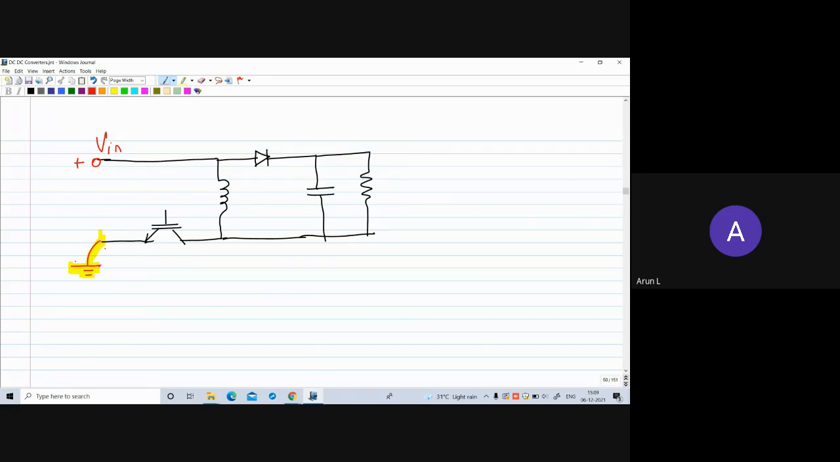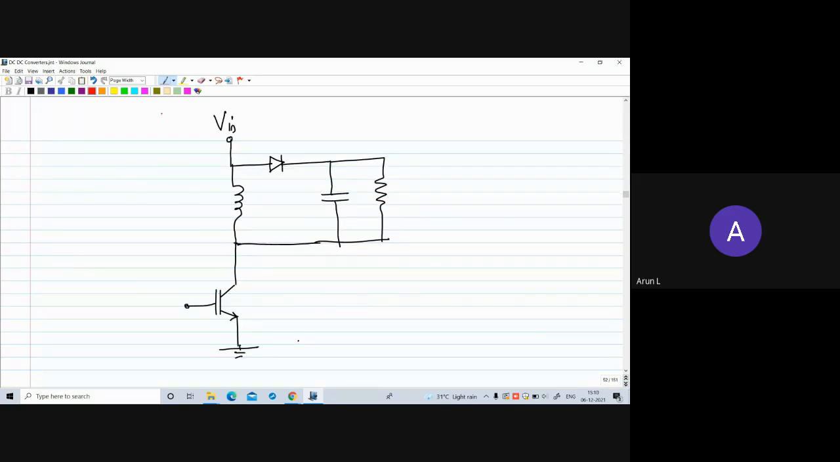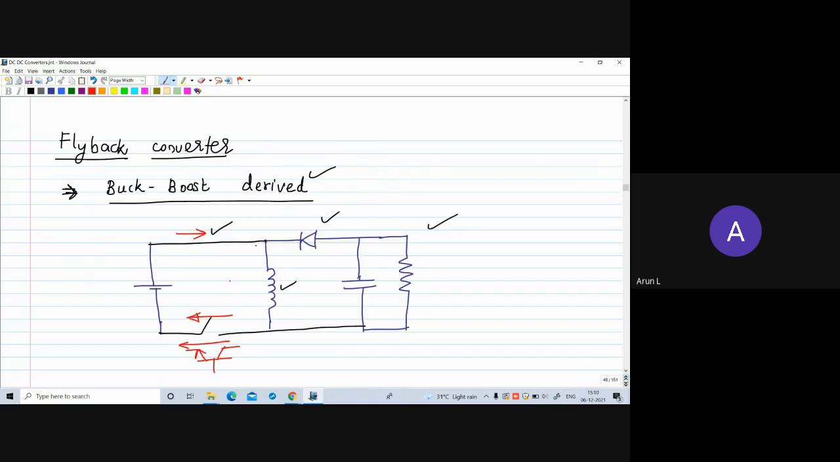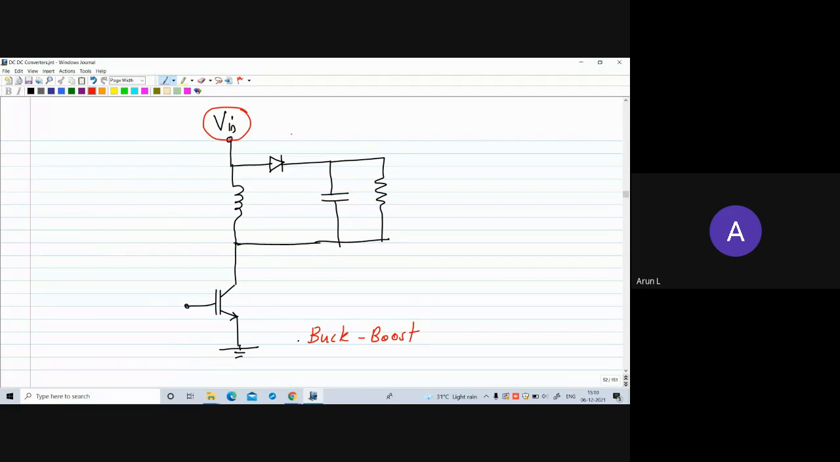Now I can orient this switch. I have replaced the source here. Now I will reorient the switch in the vertical position. In this diagram I have shown the switch in the vertical position and this V in also in the vertical position. So we have arrived at this particular converter. This is the same as our buck boost. We have not changed anything. We started from the buck boost converter. We just changed the location of the switch from the positive rail to the negative rail, reoriented the switch in the vertical direction and marked V in like this. That is the only thing we have done.